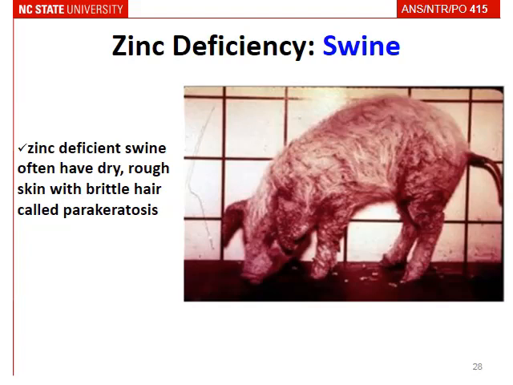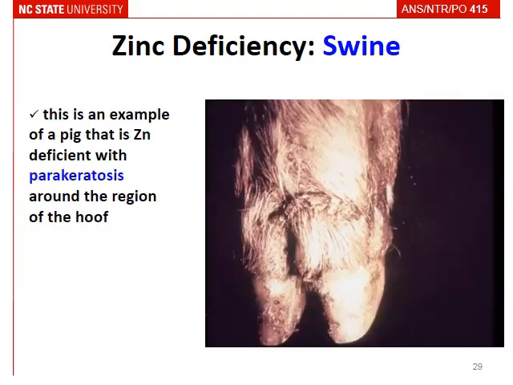So here's a pig that has zinc deficiency, so they have very rough, dry skin, and their hair is very brittle. This is referred to as parakeratosis within the pigs, and this is all due to a deficiency in zinc. So here we have another picture of swine with zinc deficiency. You can see the parakeratosis around the hoof region.